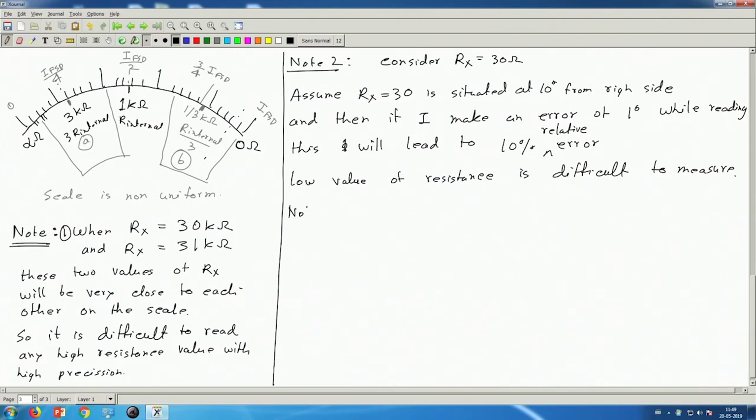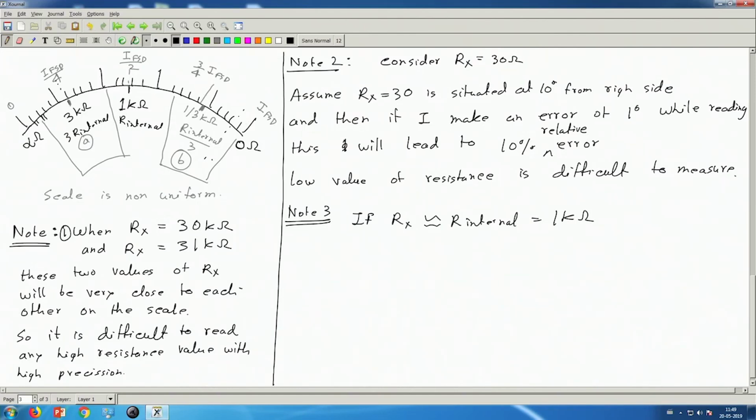And finally, say if Rx is close to R internal, which in this case is equal to 1 kilo ohm, then you see the pointer is quite far from the extreme right. Okay, so maybe this angle is almost 90 degree, and even if I make 1 degree error, 1 out of 90 is almost like 1%.